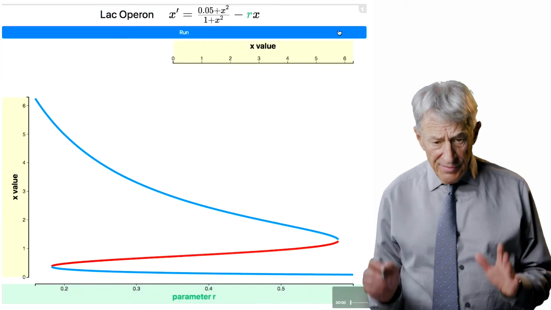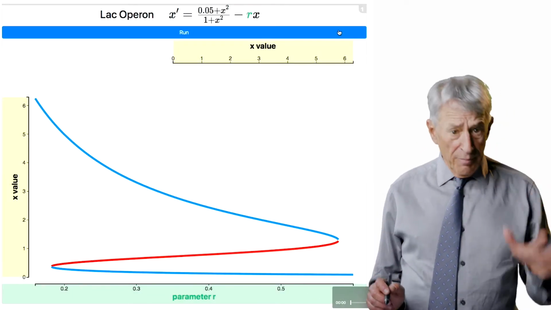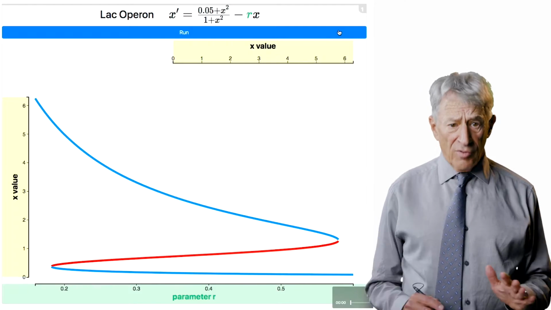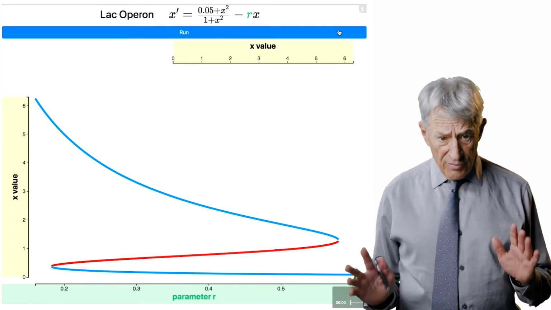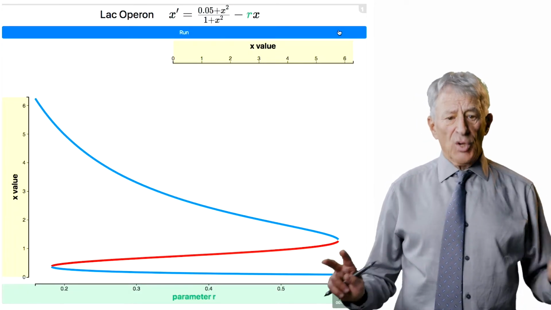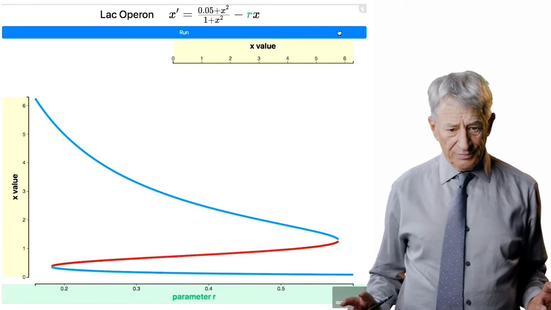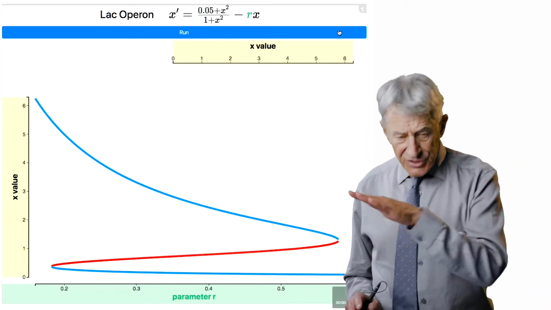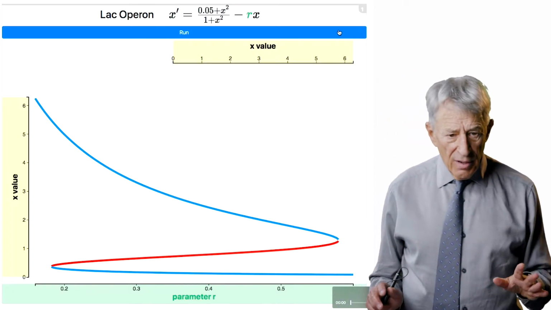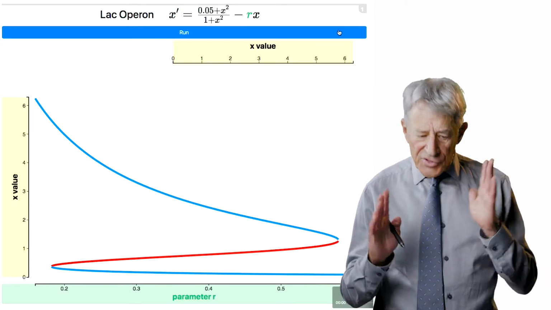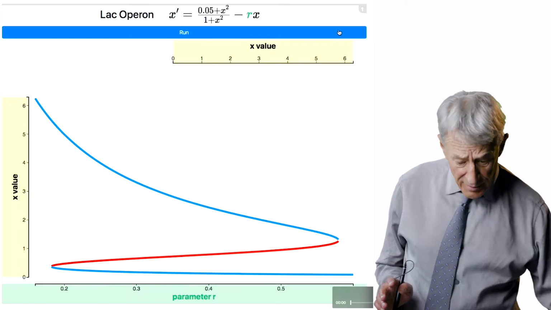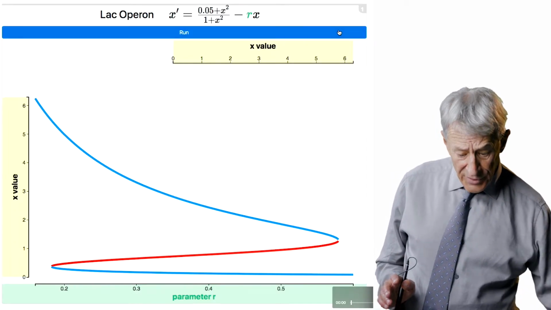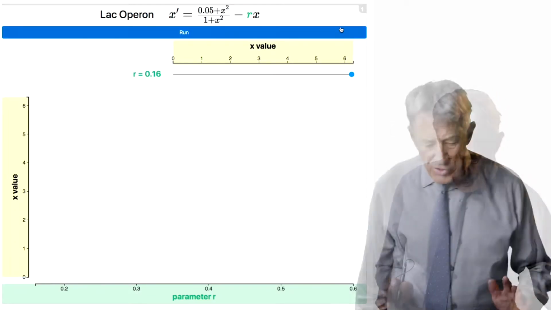So this is the bifurcation diagram of the lac operon, and it represents a saddle node bifurcation. Now, this bifurcation diagram is so important. I want to take you through the construction of the bifurcation diagram because it's something that we're going to be doing a number of times.